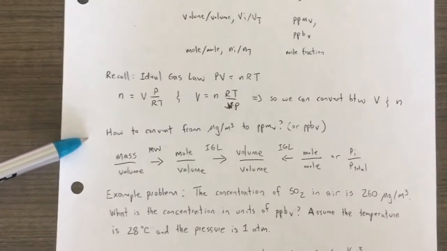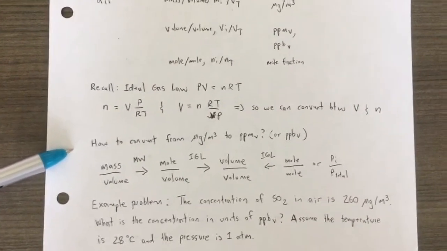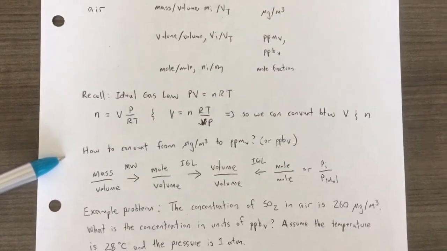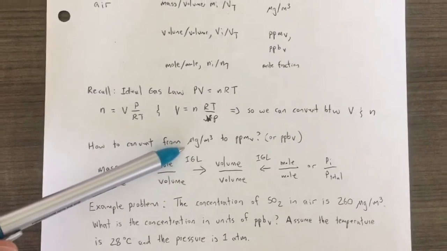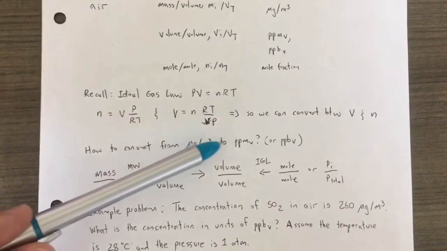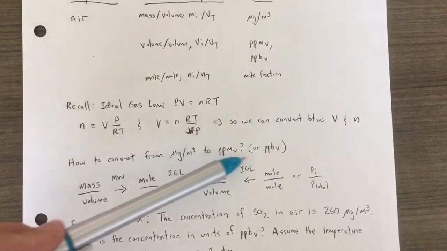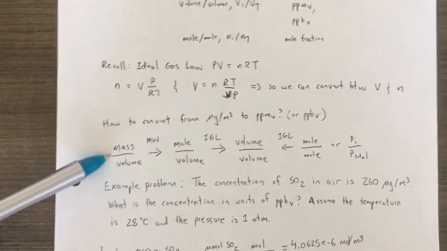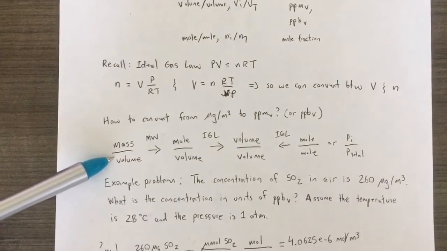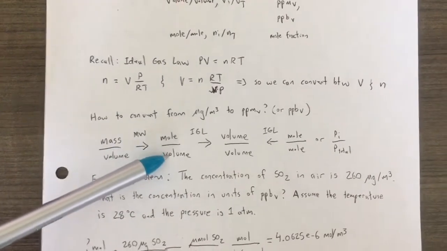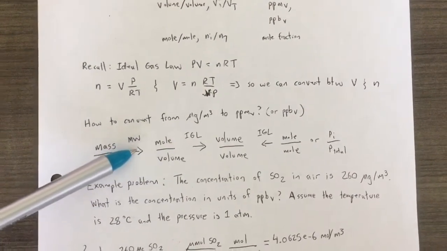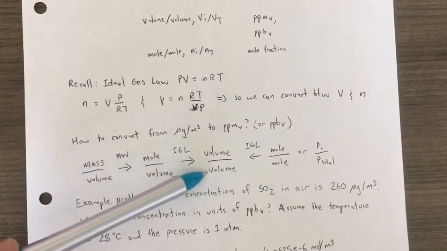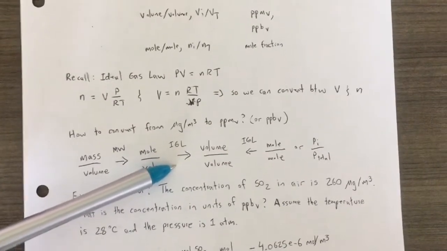So let's look at a common conversion that one is going to want to do, and that's going back and forth between mass per volume and volume per volume. Specifically with respect to mass per volume, we'll look at units of micrograms per meter cubed, and we're going to want to convert that to, say, parts per million volume or parts per billion volume. What we're trying to do here is move from mass per volume, and we can think of it in a couple steps. Mass per volume first to moles per volume. That's a pretty easy conversion, making use of molecular weight. Then, going from moles per volume to volume per volume, we can make use of the ideal gas law.